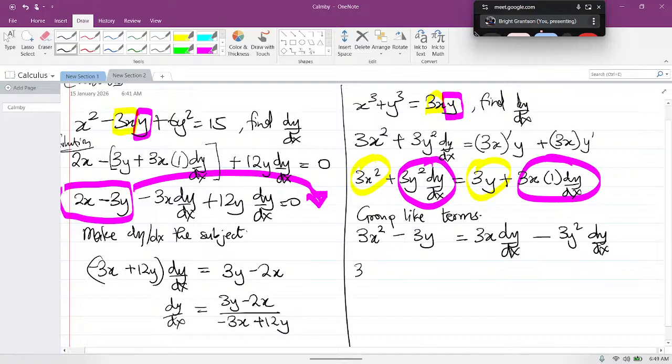Now you can factorize. Over here 3x, x minus y, equals over here 3x minus 3y squared in brackets, dy/dx. Divide both sides by 3x over minus here, 3y squared. Over here we can factorize. The x will come here, the 3 will be out. I think they are even the same thing. So basically they cross out each other.